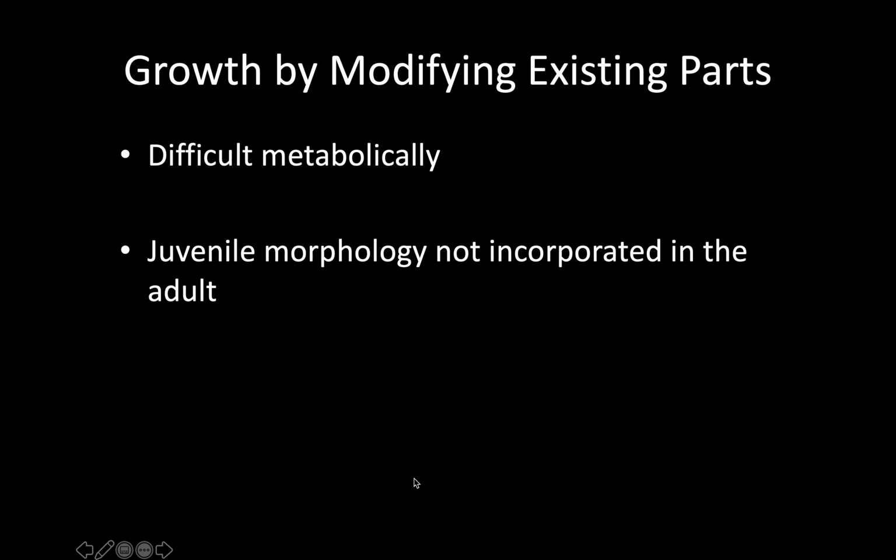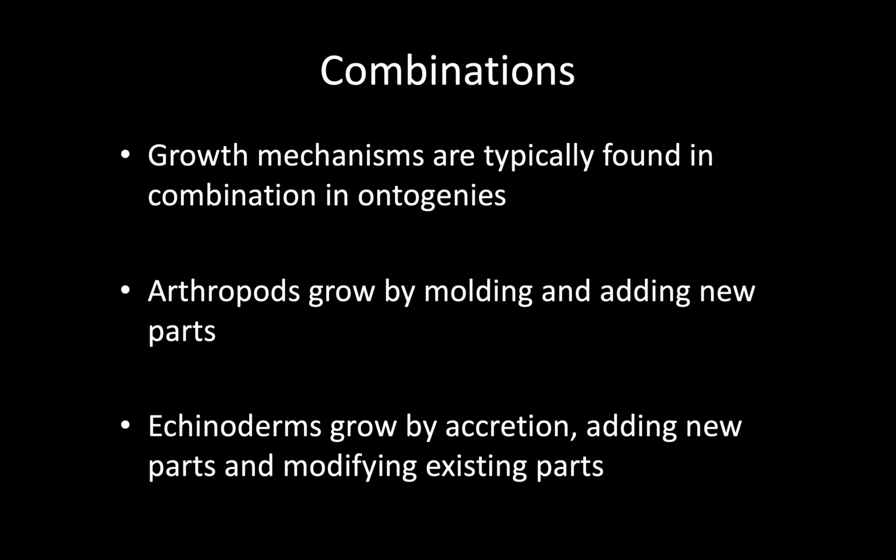I grant you that. All right, so it's difficult metabolically, and juvenile morphology is not incorporated into the adult, which means that I can't look at an adult skeleton and see how it would have changed from child to adult. Now, a lot of organisms do grow by different combinations of growth. For example, arthropods grow by molting, and adding new parts. Echinoderms can grow by accretion, sometimes modifying existing parts, adding new parts.